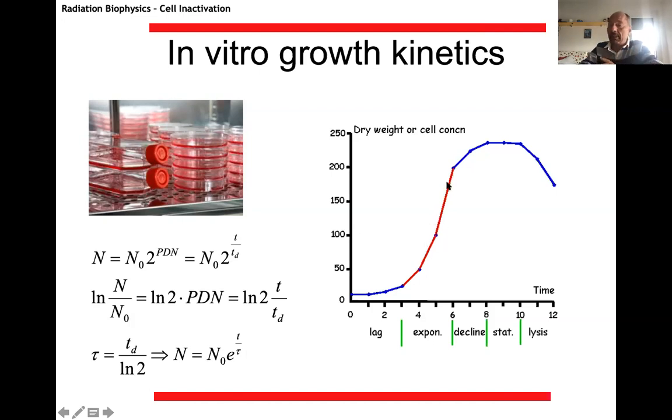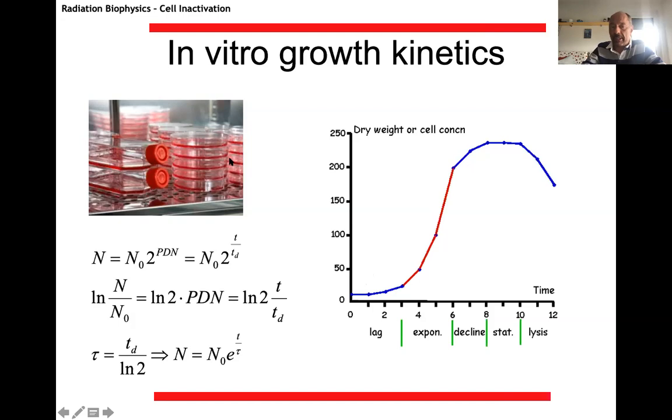And then eventually you will plateau here, or you even go into cell death if you don't have enough medium. Now, the cells cannot grow anymore. The medium is not enough. They will go into necrosis or they will go into senescence. They start to die, actually.